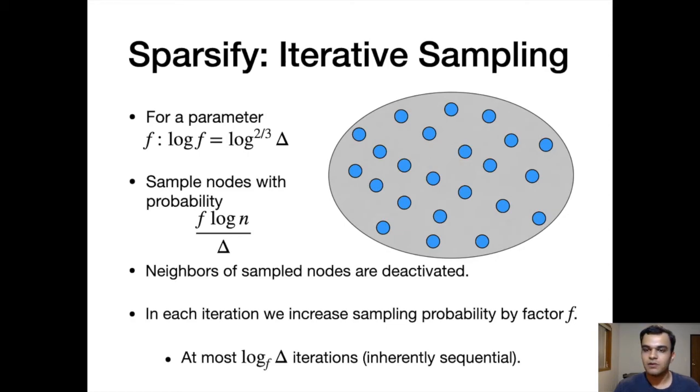So as an example, these orange nodes get sampled in the first iteration, then their neighbors get deactivated, then in the next iteration more nodes are sampled, then their neighbors get deactivated, and then in the third iteration a few more nodes are sampled and their neighbors get deactivated. And in this example, we finish in 3 iterations.